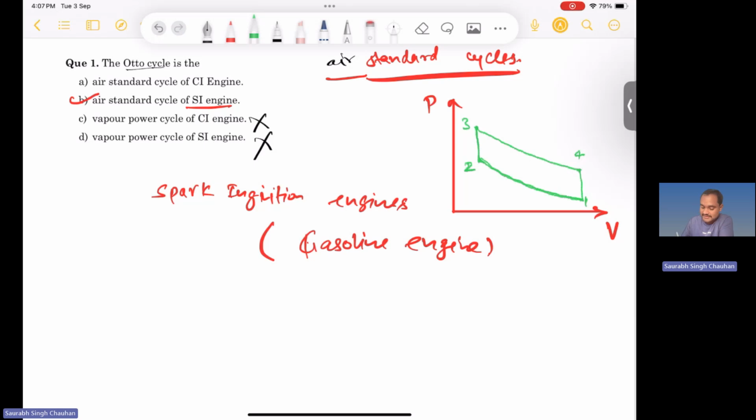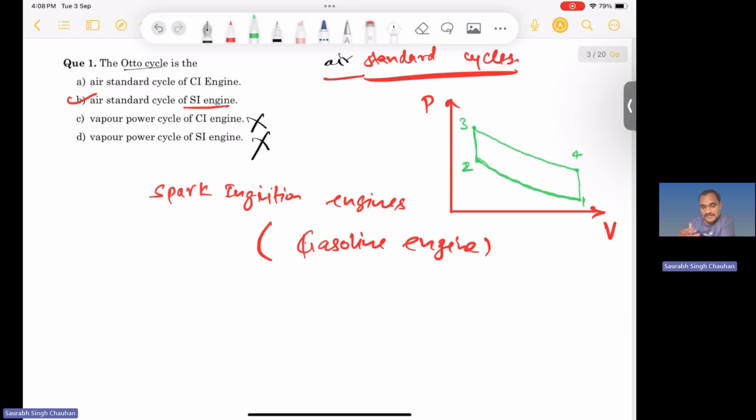2 to 3 is basically heat addition due to combustion. But in the air standard cycle, we assume that there is no combustion, but there is heat addition, because combustion means there are different gases. In the air standard cycle, we assume that air is the only working medium, and it is an ideal gas. 3 to 4 is our power stroke, and 4 to 1 is the exhaust stroke, heat rejection. So this is the Otto cycle.